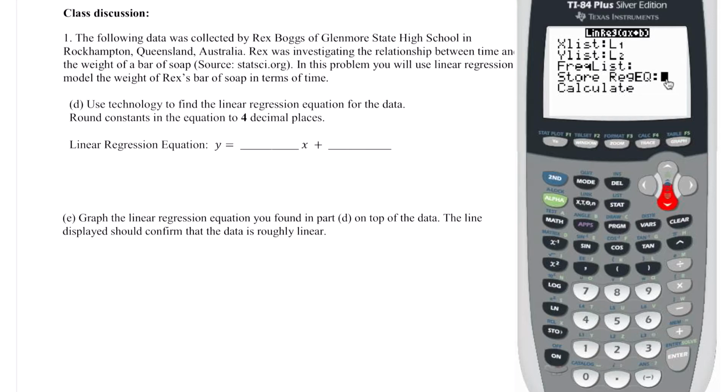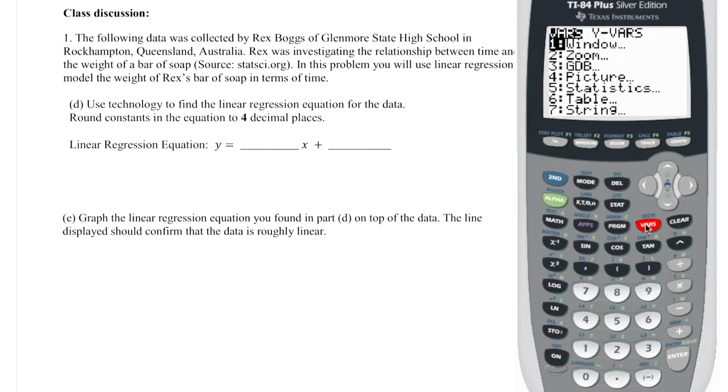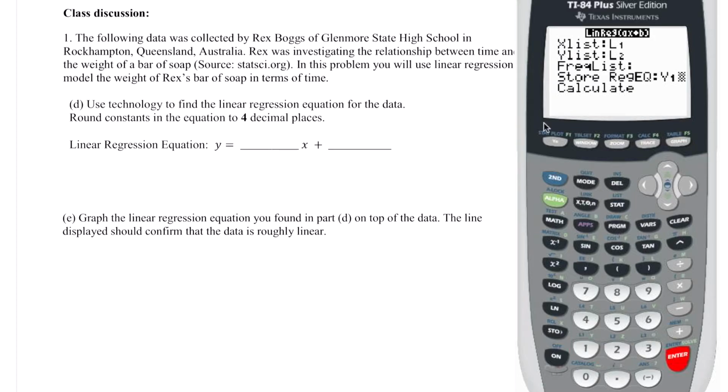So my cursor is blinking over store regression equation, and so go ahead and click vars, and let's go over here to y vars by scrolling to the right, and then under 1 we want function, and go ahead and check y1, enter. And that means it'll store your equation under y equals, and you'll see really soon that's super nice because then we can have a scatter plot with a line over it. Now let's go down to calculate, enter.